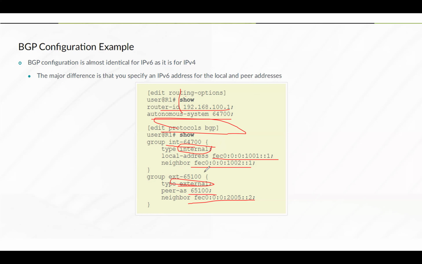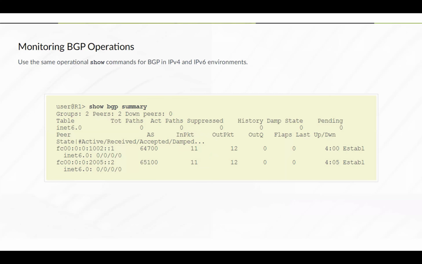This is the sample configuration of BGP for IPv6. In BGP, the IPv4 and IPv6 configuration is identical, but different in a few places. And this is the verification command for BGP: just show bgp summary, and you see here the status is established and the time is 4 minutes. BGP has established.